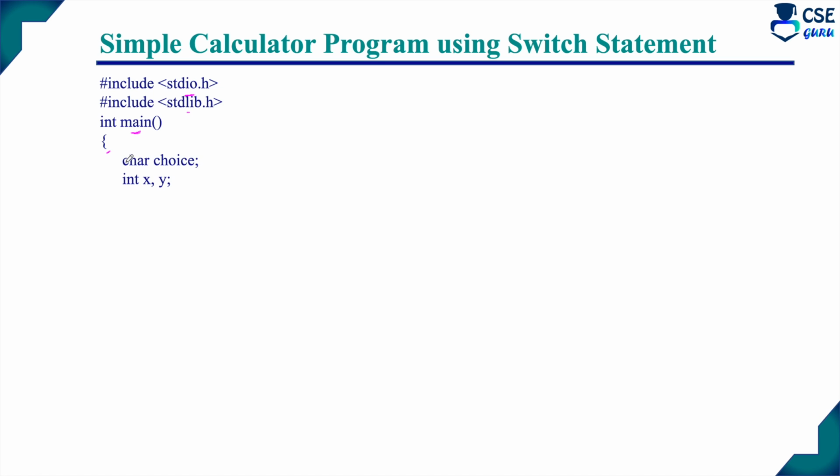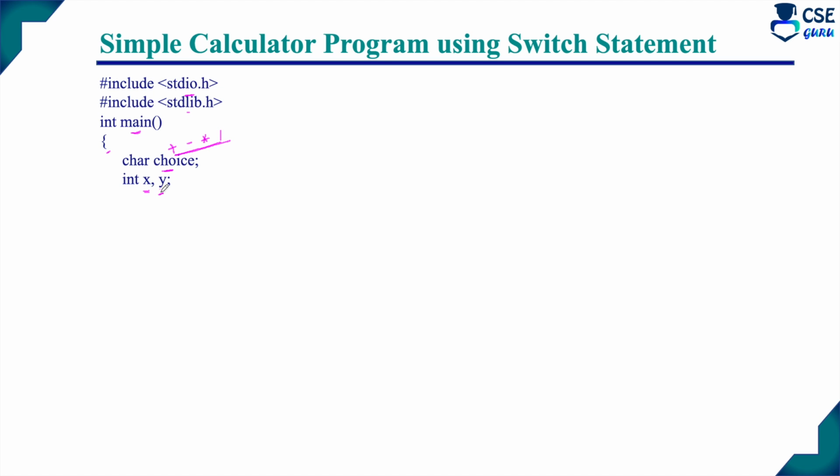Okay, and then the next part is the local declaration section. Declare whatever variables are required. Here character choice and int x and y. So this choice is the variable which holds the special operators like addition, subtraction, multiplication and division. Whatever choice you are going to enter, accordingly it will perform the operation. And int x and y. Here we have declared x and y as integer variables.